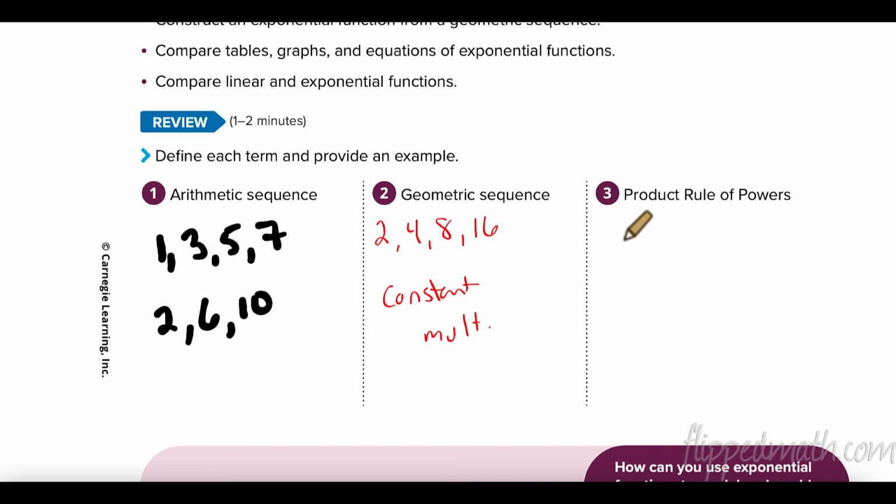All right. And the last thing I want to review, this one is very important. Let's say I have 4 to the x and I do 4 times 4 to the 7th. This is going to be important today. So when I multiply things with the same base, this is called the product rule of powers. I keep the base and I add the exponents, x plus 7.